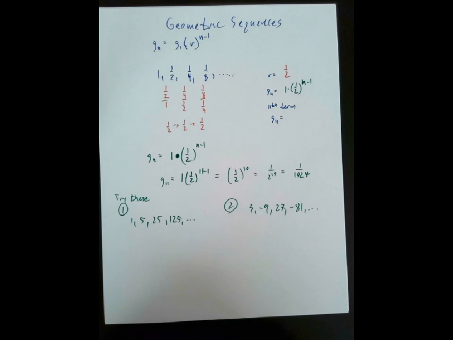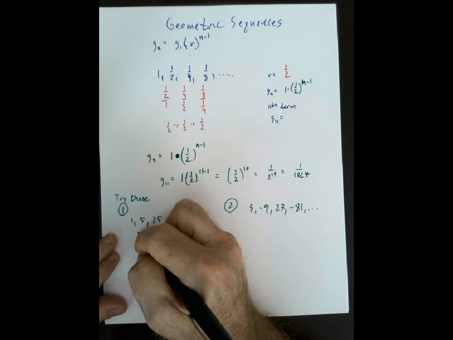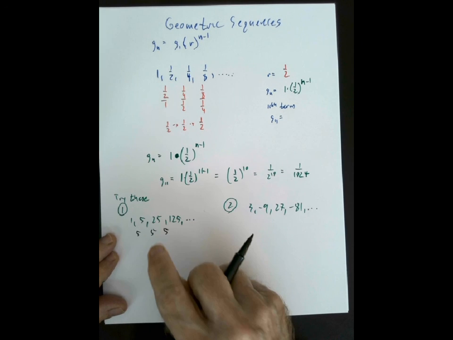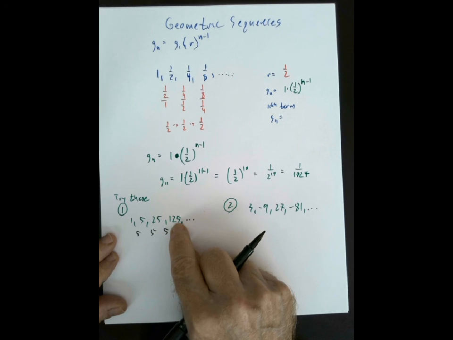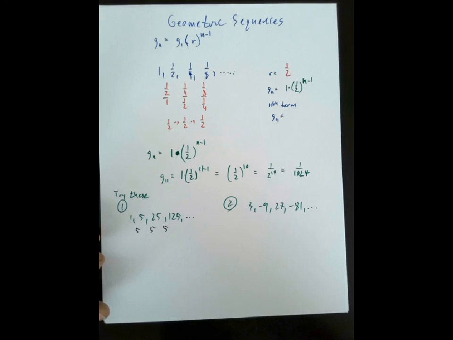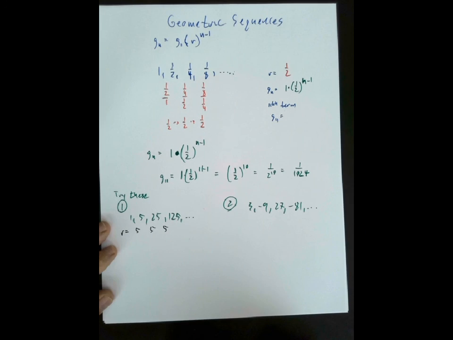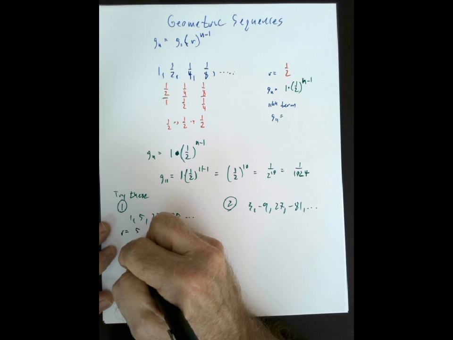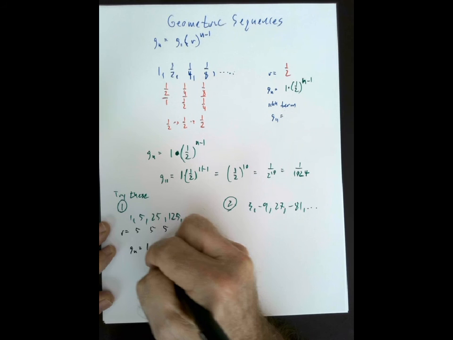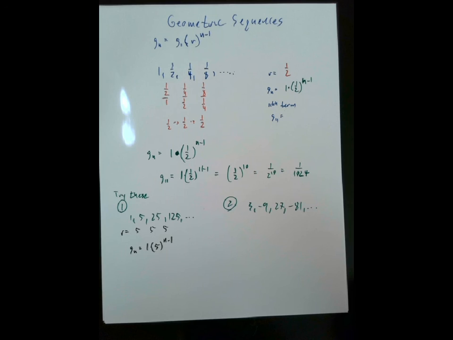And you're back. Okay, well, so here you should see that the common ratio is 5, right? 5 divided by 1 is 5. 25 divided by 5 is 5. 125 divided by 25 is 5, right? The first term is g of 1, which is 1. So g of n is equal to 1 times 5 to the n minus 1. And there is our formula, the sequence formula.